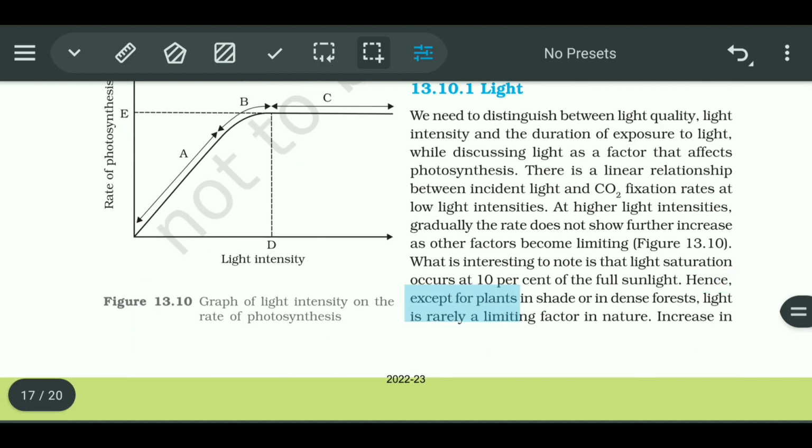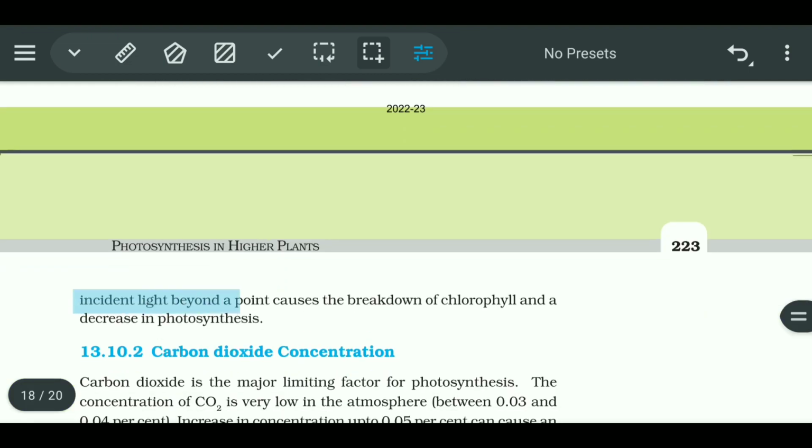Hence, except for plants in shade or in dense forests, light is rarely a limiting factor in nature. Increase in incident light beyond a point causes the breakdown of chlorophyll and a decrease in photosynthesis.